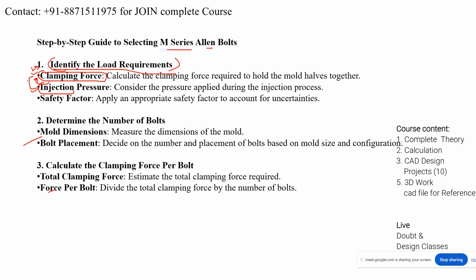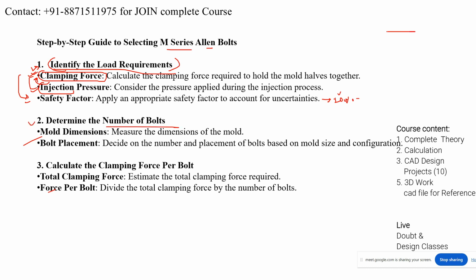Once you calculate this clamping force, you have to add a factor of safety also. The factor of safety you can take around 10% to 15%. Is it clear? Generally we take a 10% factor of safety, which is enough, right? Is it clear? Yes. The second step is to determine the number of bolts.